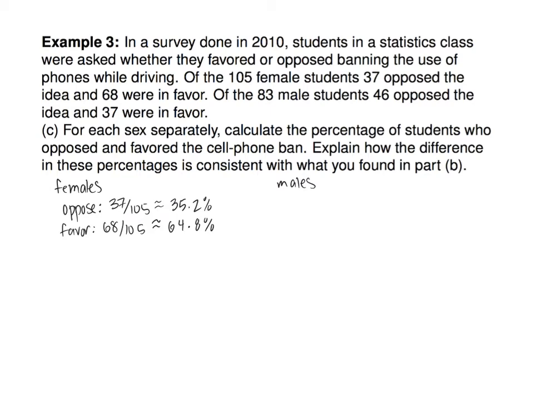Versus the males, now the proportion of males who opposed the ban, so there were 46 out of 83, which is about 55.4%. And in favor were 37 out of 83, which is about 44.6%. So what we just found here would have been row percentages, depending on how we organized our data. But you see that for the females, 35% opposed versus the males about 55% opposed. There's a large difference there, about 20%.